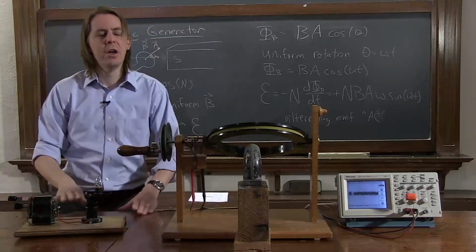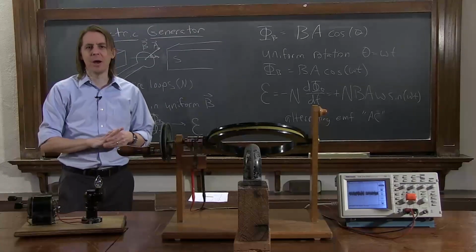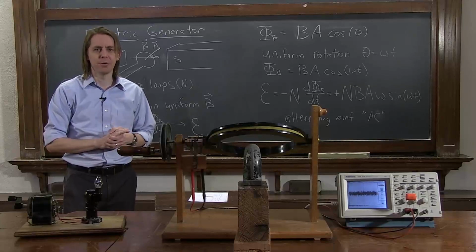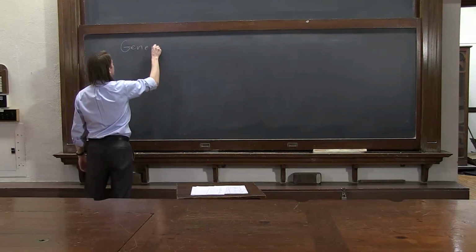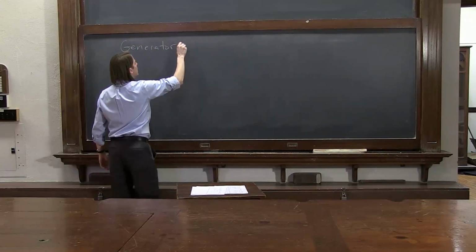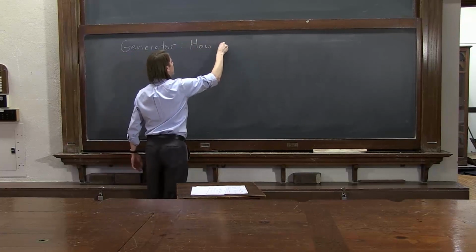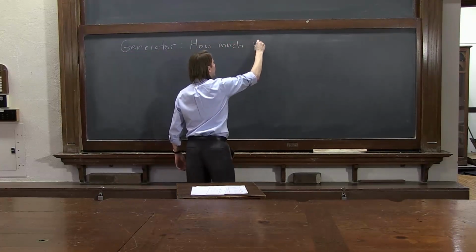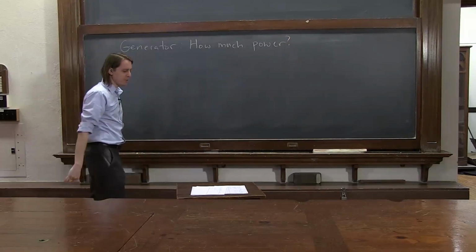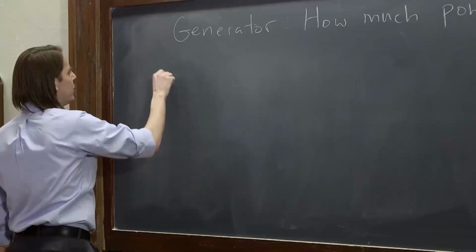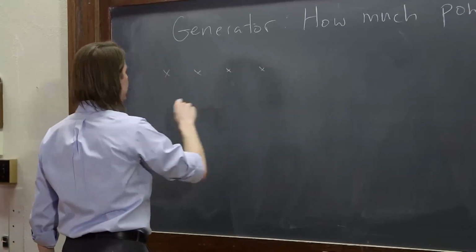Okay, so now let's look a little more mathematically at the power and how much we can expect to get out of the generator like this. Let's look at our idealized generator and think about how much power we expect to get from it and where it comes from. And power, of course, I mean the joules per second, how much energy per unit time.